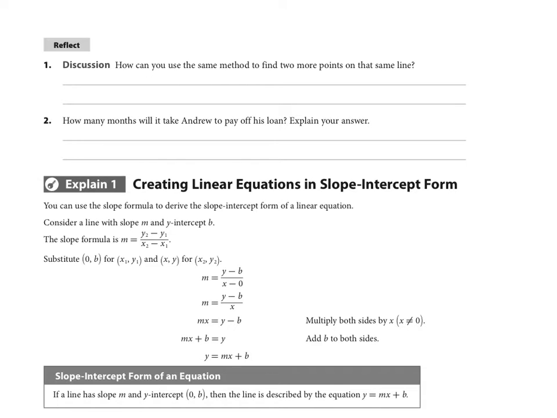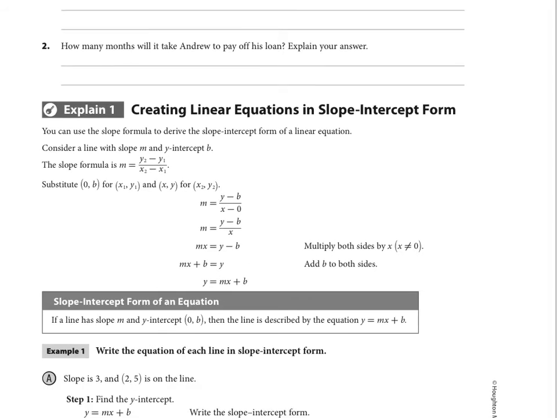How can you use the same method to find more points on that same line? How many months will it take Andrew to pay off his loan? So these are the types of questions that you're going to have to answer when you're looking at some of these word problems. It's not just going to be what is the slope. You're going to have to be able to interpret the meaning and look for future answers. So this is where we're going to use the calculator some today.